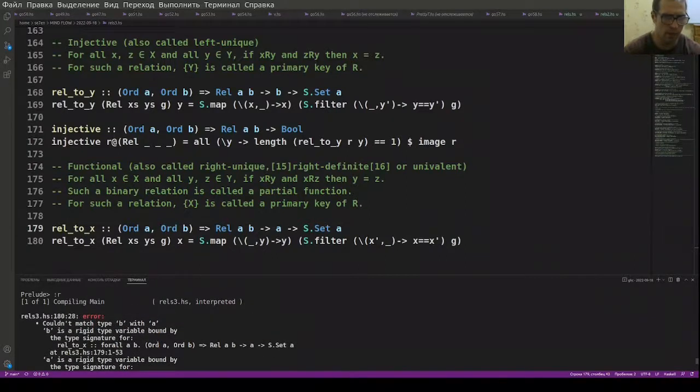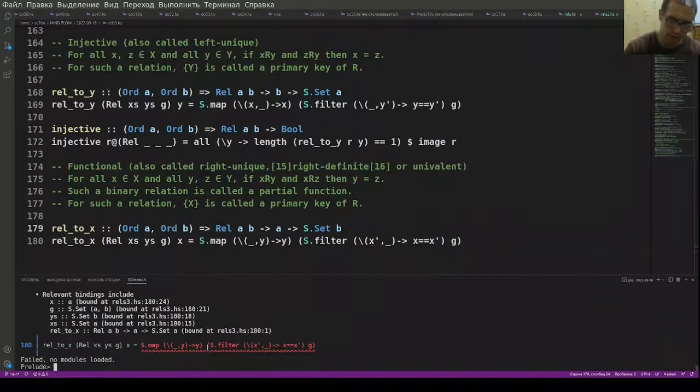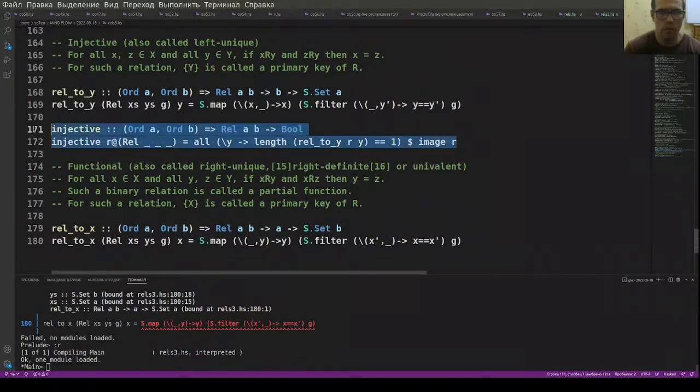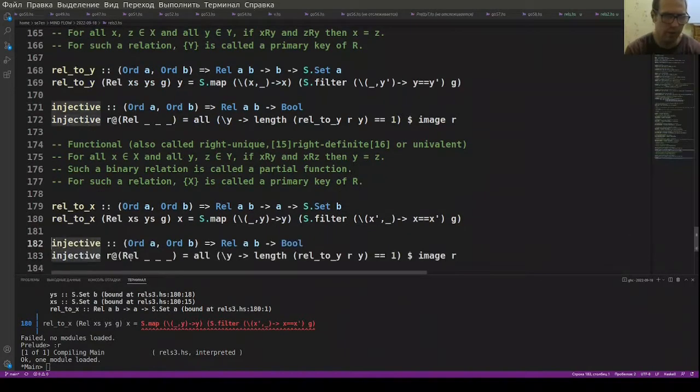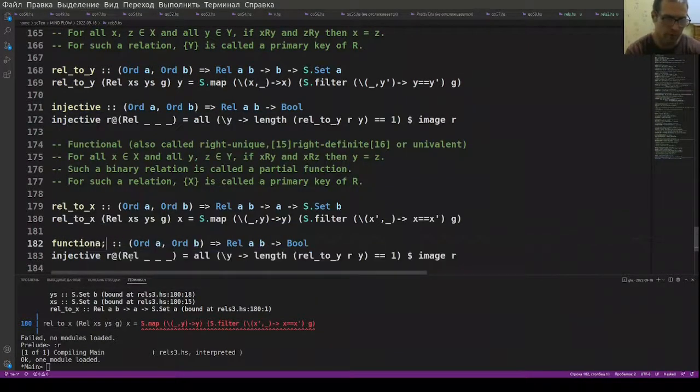Okay, next error. Of course, here we return a set of b's, not a's, because these are y's. Okay, we're done. And now we can use injective here. I think this will be the same, but we do the functional property.